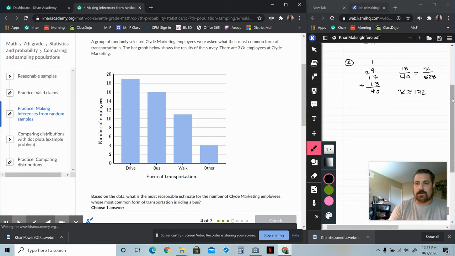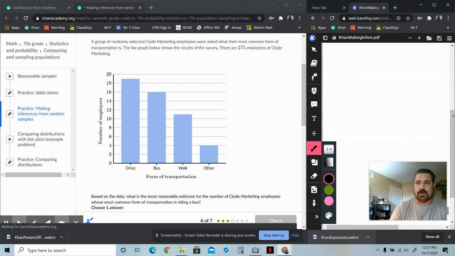Well, the first thing you've got to figure out is what is the total amount of people surveyed, right? Because we have to understand the relationships involved here, the percentage of people who ride the bus out of the people surveyed randomly. So let's go over here to our little notepad for number 4 and add up. People who drive, that's going to be 19, halfway between 18 and 20. People who go on the bus, that's 16. People who walk, that's halfway between 10 and 12, that's 11. And people who do other, that's 4.